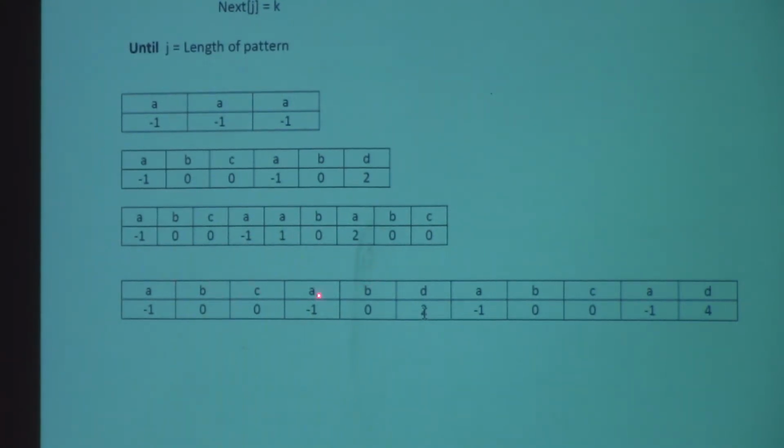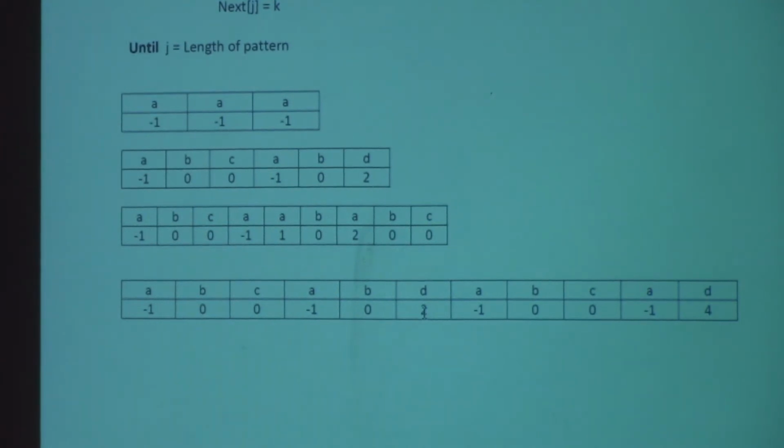A, B, C, A. A, B, C, A: match, match, match, match, match, match, mismatch. So therefore, since I have A, B, C, A followed by B, and here I have A, B, C, A followed by D, then the B might match whatever the D did not.